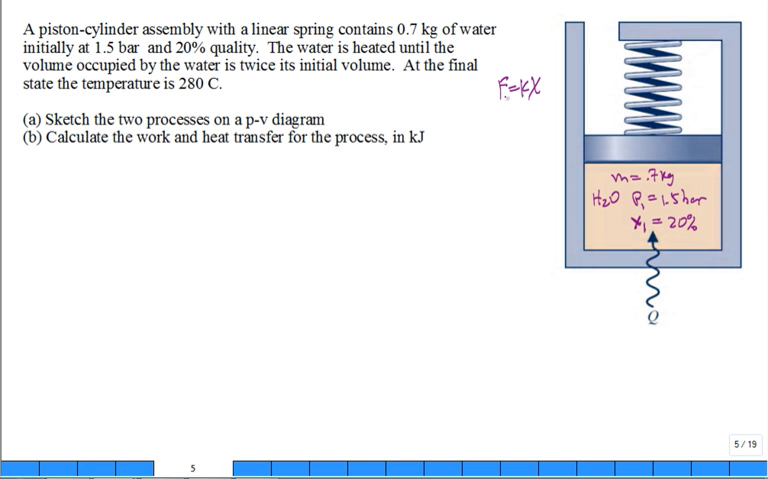Okay. The water is heated until the volume occupied by the water is twice its initial volume. At the final state, the temperature is 280 degrees C. Sketch the process on a pressure volume diagram.